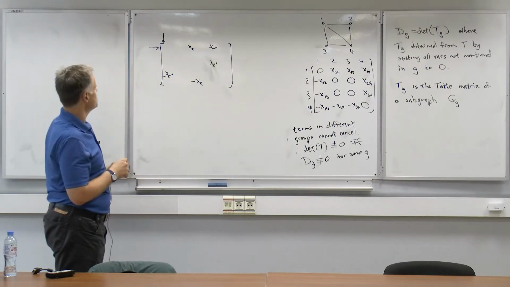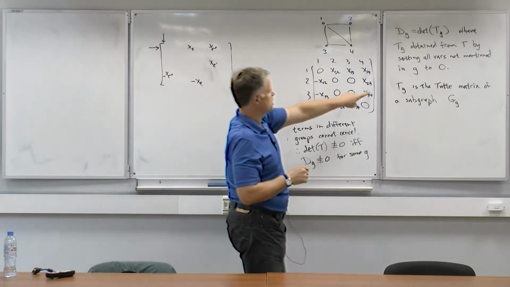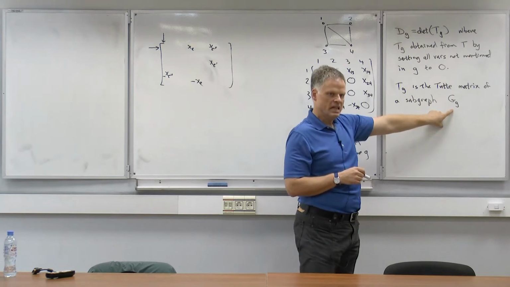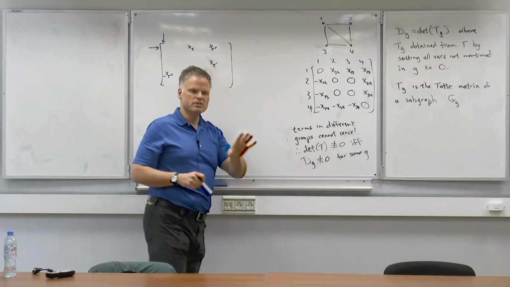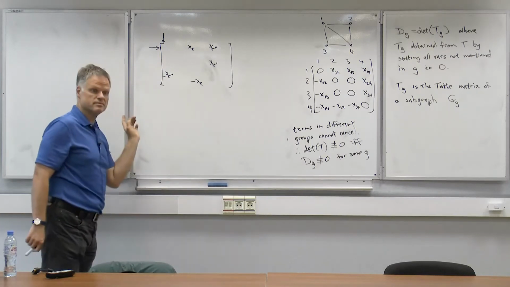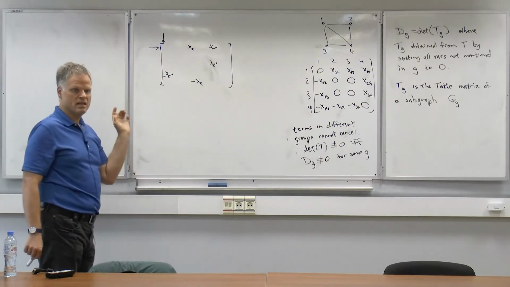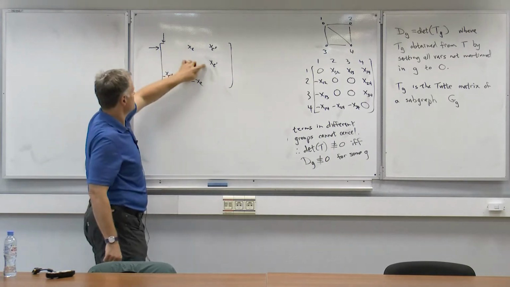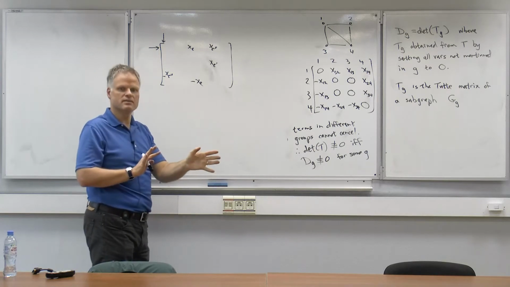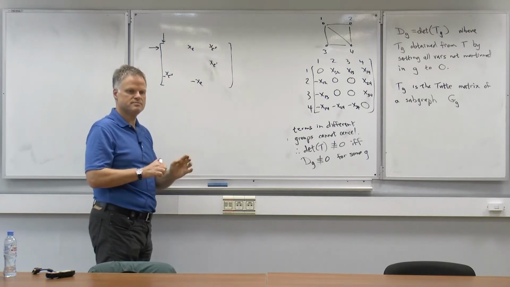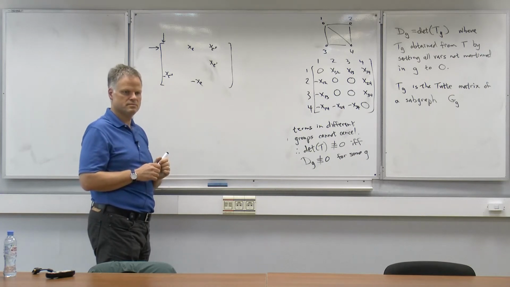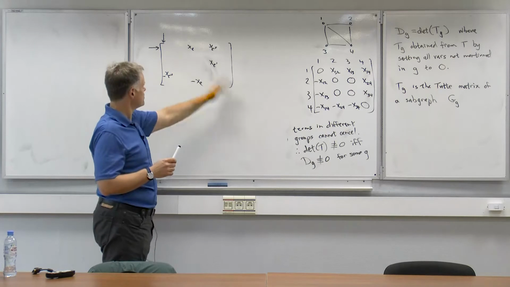I'm trying to get the structure of this graph, and I'm looking at a group of variables that shows up in a single term of the determinant of the original Tutte matrix. Well, if I take some permutation, I'll get some variables. Some are negated and some are not negated. I'll set all the other variables to zero.